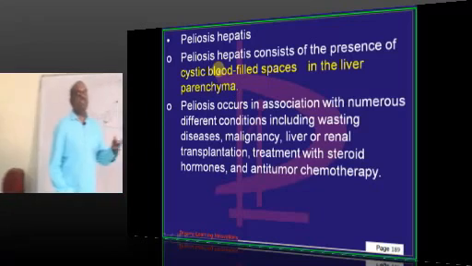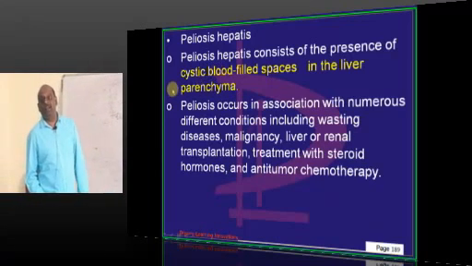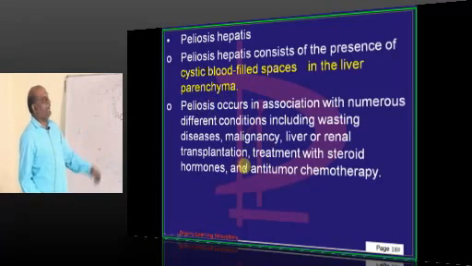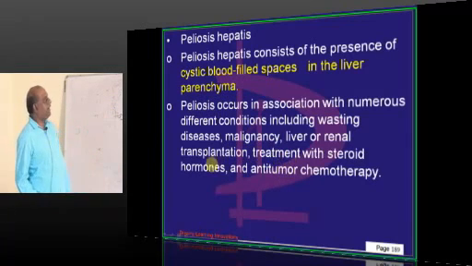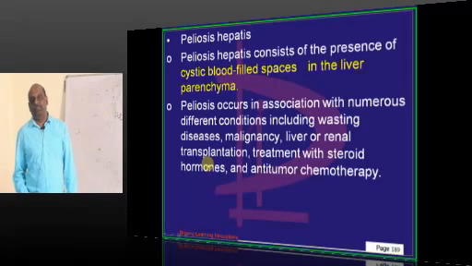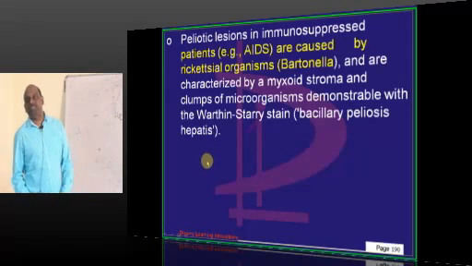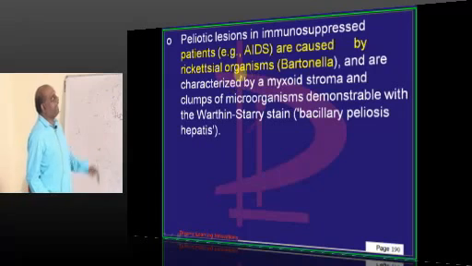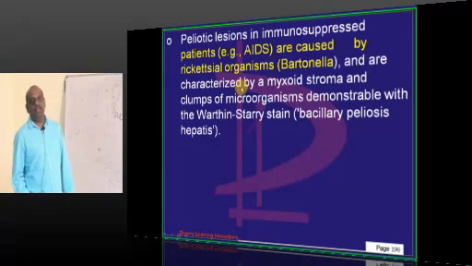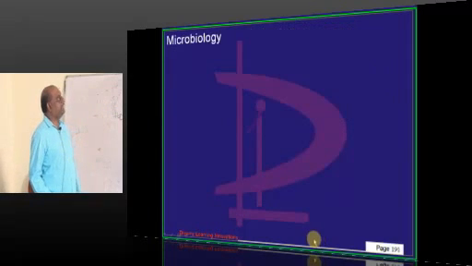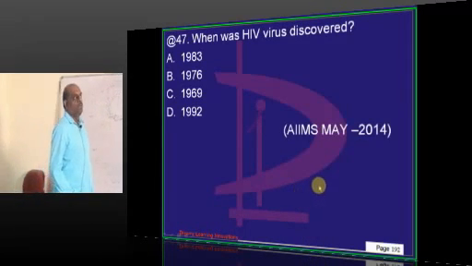Then what is peliosis hepatis? Why can't it be? There are cystic blood-filled spaces in the liver parenchyma. Typically those who are undergoing steroid therapy or anti-tumor chemotherapy will develop it. HIV positive individuals who are immunocompromised also can develop peliosis. Which organism is implicated, doctor? Bartonella henselae, leading to development of peliosis, can very much happen.